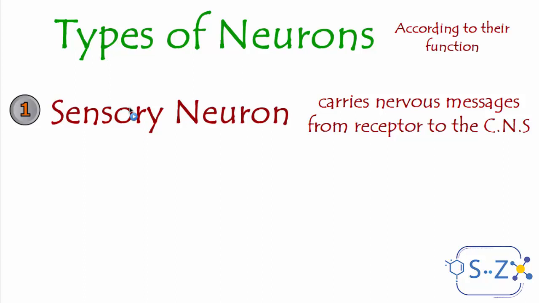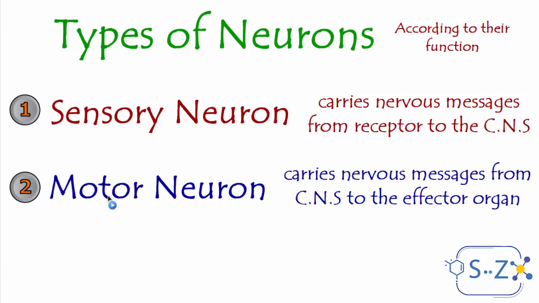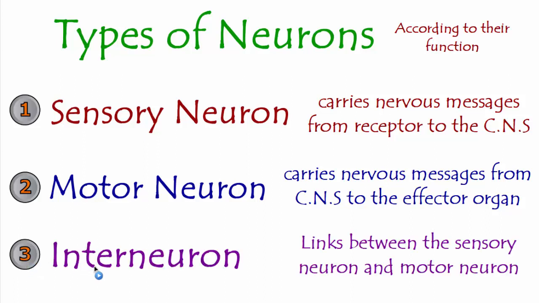Okay, so this is the sensory neuron. The second type is the motor neuron, which carries the nervous message from the central nervous system to the effector organ in order to carry out the command given by the spinal cord or the brain. And finally, the interneuron, which has the role to link between the sensory neuron and the motor neuron.